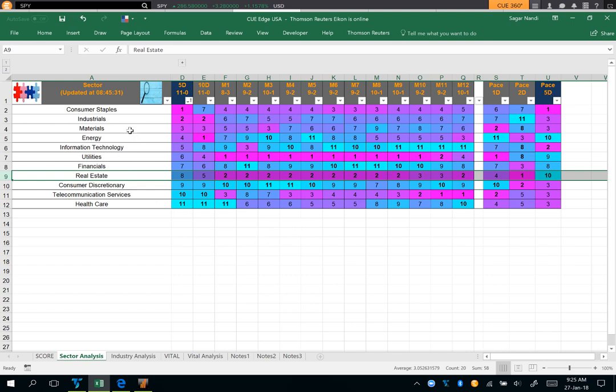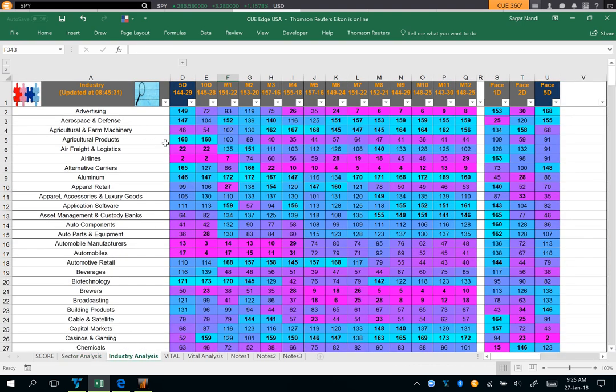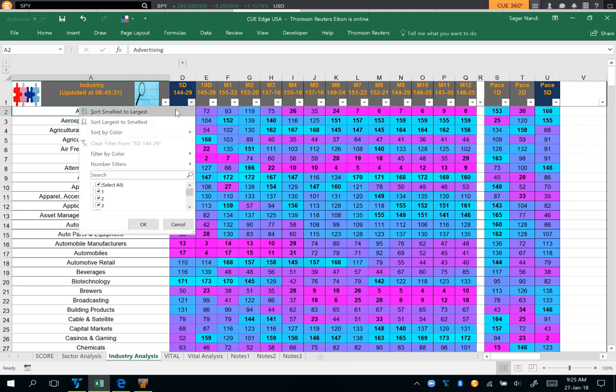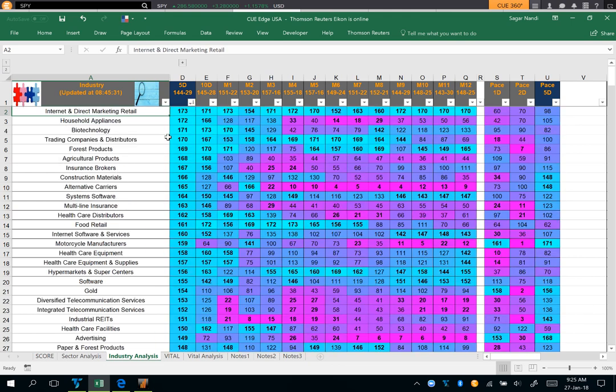The analysis that is done for the 11 sectors is done for more than 170 industries. To find the best performing industries, we can sort over the 5 days period from the largest to smallest scores. We see household appliances is one that was weak earlier, magenta, and very nicely gradually turning cyan. Whirlpool is a stock in this industry. Let's look at Whirlpool's chart.